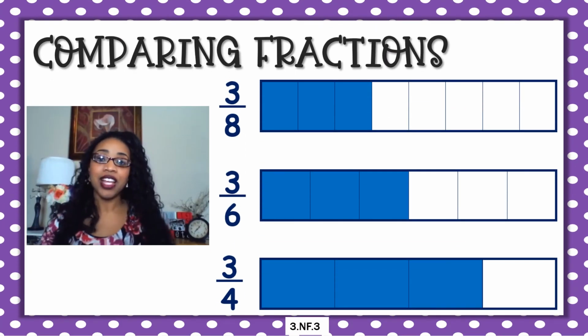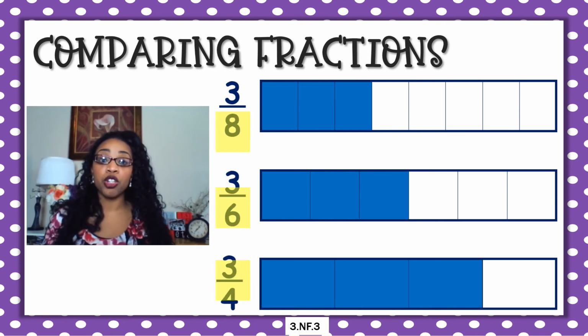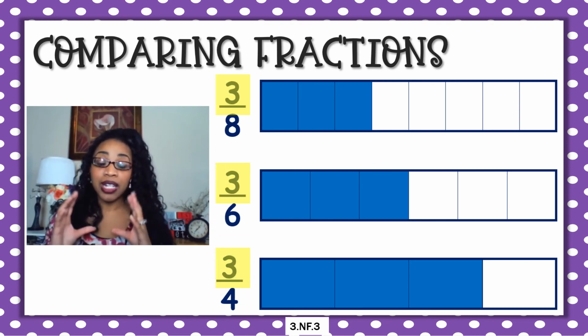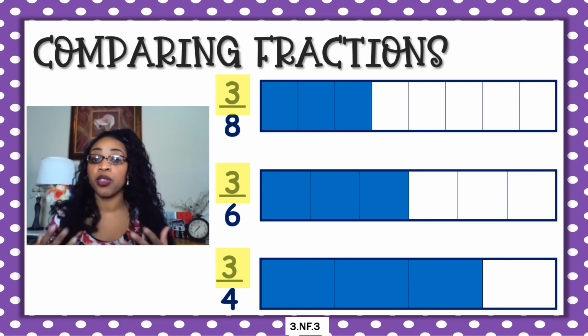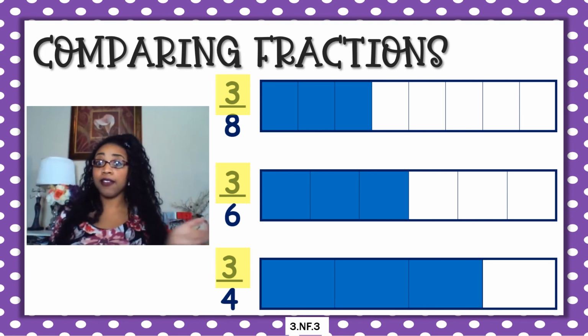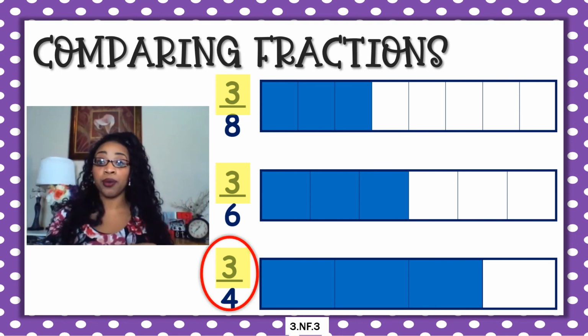Let's do it again. So I have 3 fraction bars. I notice that my numerators are all the same. So in each one of my fraction bars, I have 3 out of 8 parts, 3 out of 6 parts, and 3 out of 4 parts. Well, I can visually see that 3/4 has more of its shape shaded in. So 3/4 is the larger fraction because it also has the lowest denominator. So 3/4 is greater than 3/8 and 3/6.